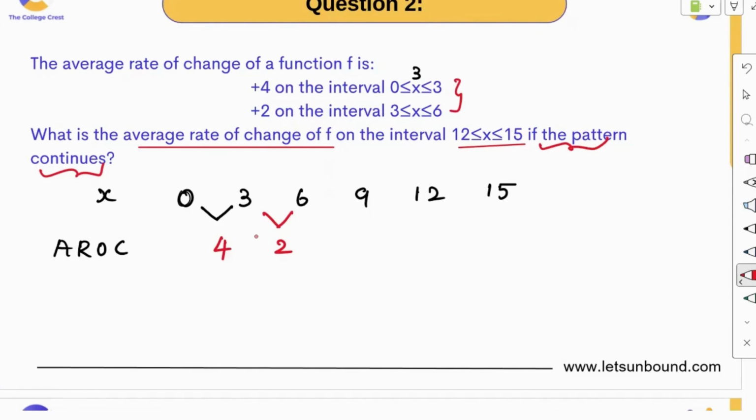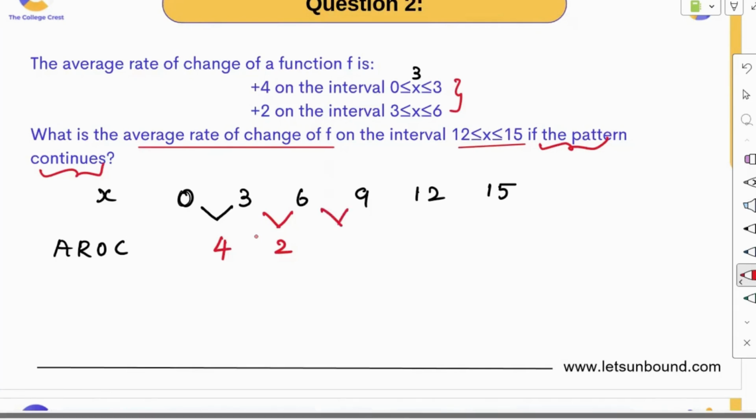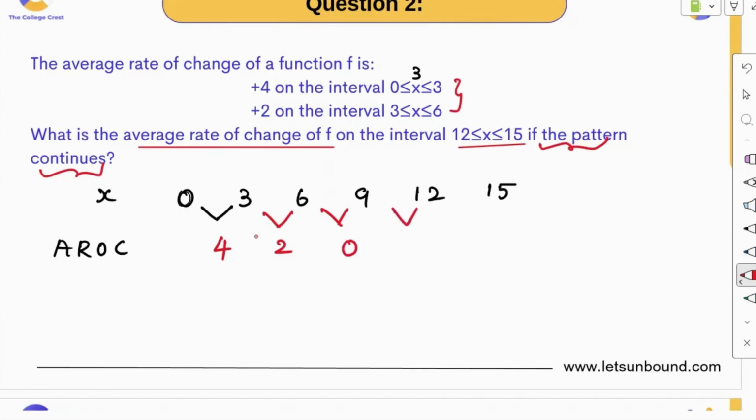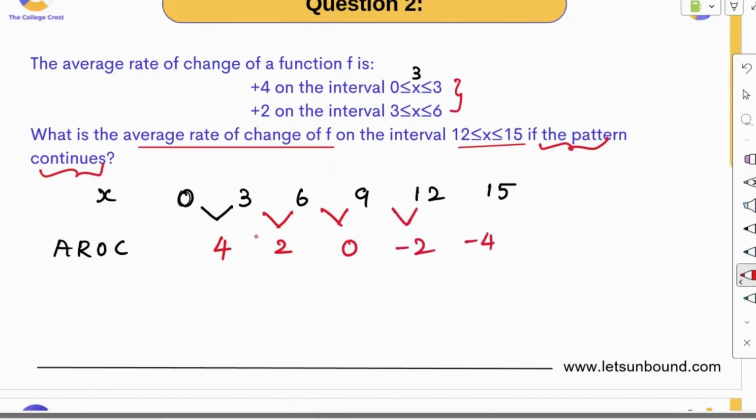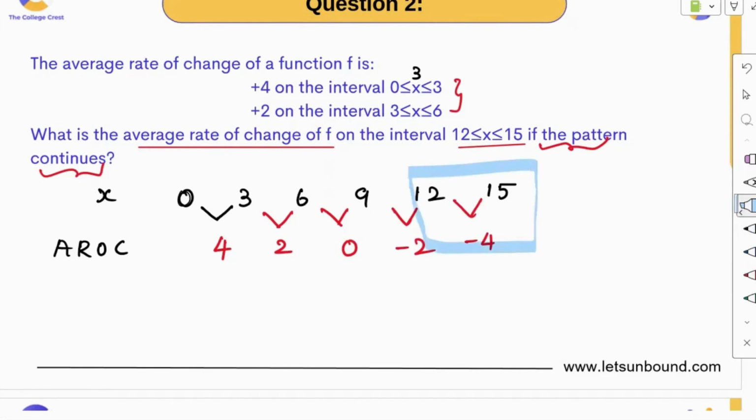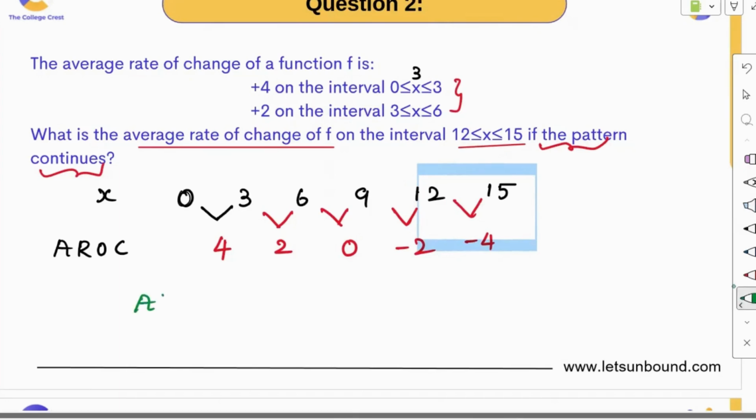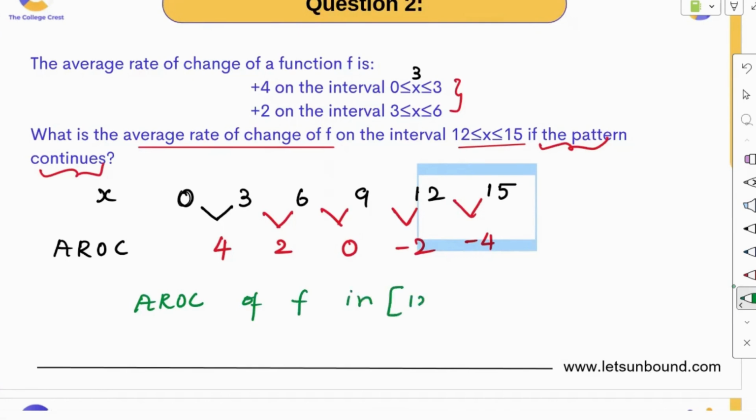We can analyze the pattern. It's subtracting 2, so that will continue. So the pattern is subtracting 2. Subtract 2, this will become 0, subtract 2, minus 2, subtract 2, minus 4. And yeah, so for 12 to 15, it would be minus 4. So final answer, the average rate of change of f in the interval 12 to 15 is negative 4.